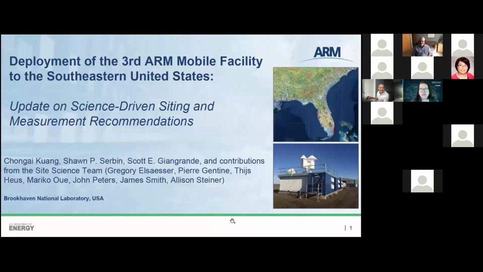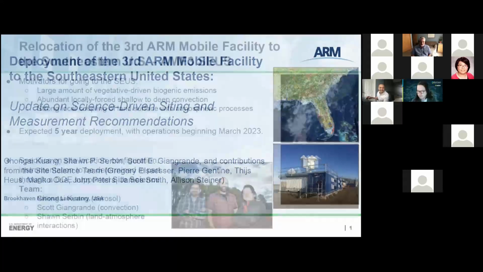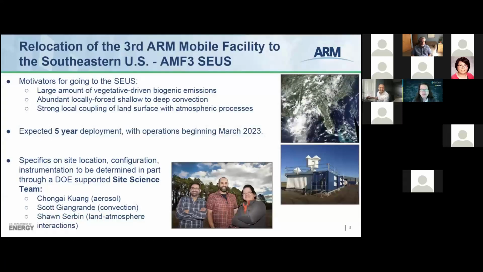Our team really wants to thank Larry and Yan for giving us an opportunity to share with you some land atmosphere centric updates on both our science-driven siting and measurement recommendations for deployment of this third ARM mobile facility to the southeastern United States. So why the southeastern United States? The DOE held a workshop in 2018 that identified the Southeast US as a priority region of interest because it has a lot of biogenic emissions, abundant shallow to deep convection that's locally forced, and strong local coupling of land surface with atmospheric processes.